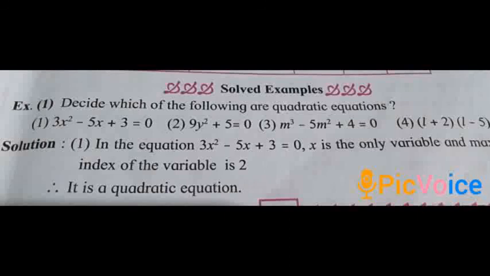Third one, you have m cube minus 5m square plus 4 equal to 0. Now here you will write that the degree of the polynomial is 3, so it is not a quadratic equation. You cannot have a cube. Square has to be the highest one. Fourth one is (L plus 2)(L minus 5) equal to 0. You multiply both the brackets. You know how to multiply. L into bracket L minus 5 plus 2 into bracket L minus 5. Multiply, open up the bracket, and then again compare and write.